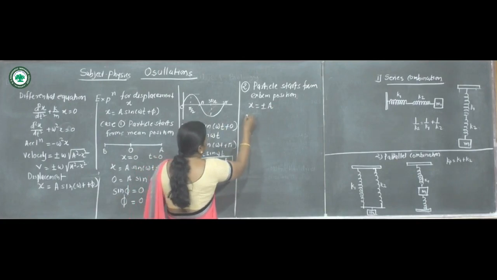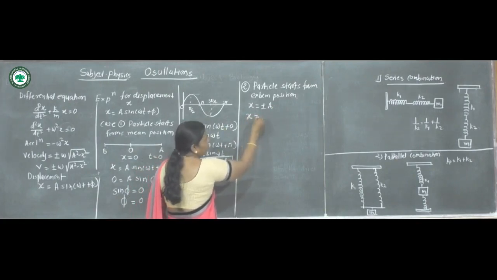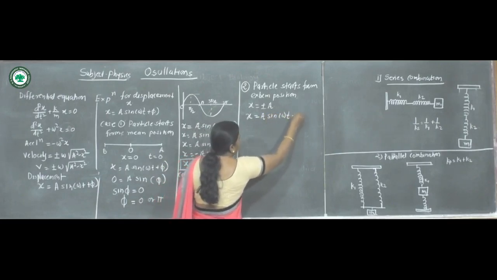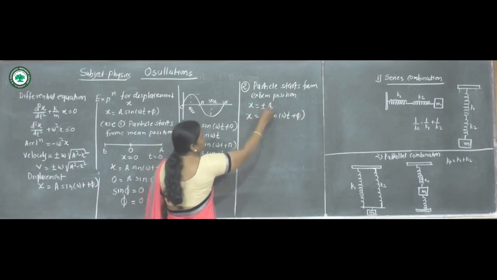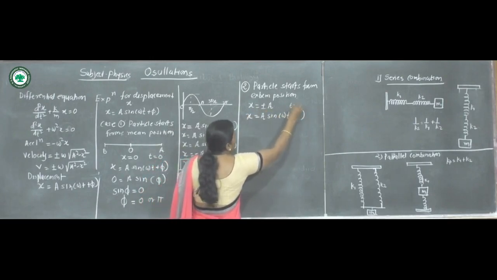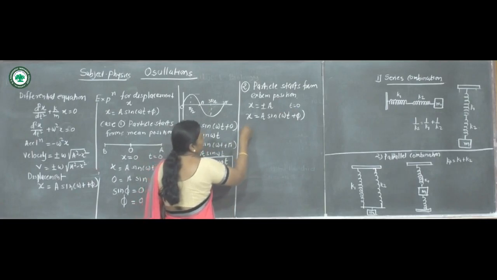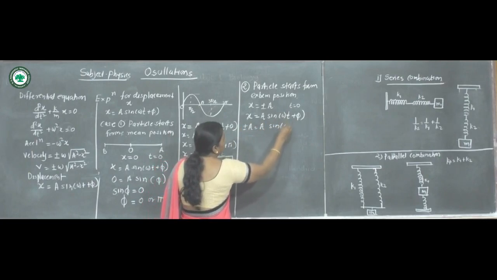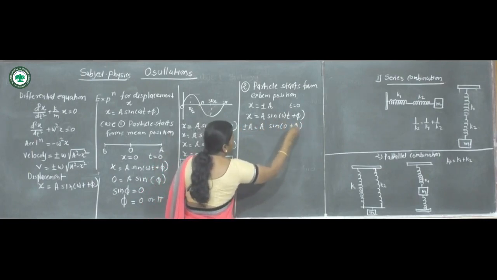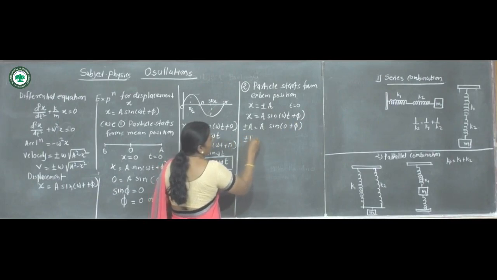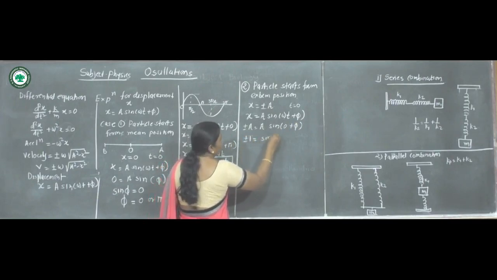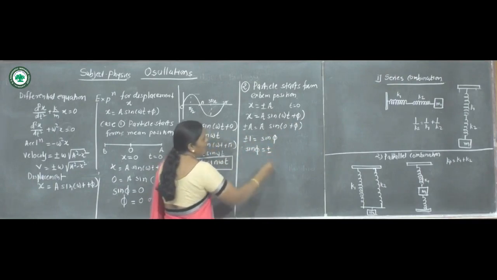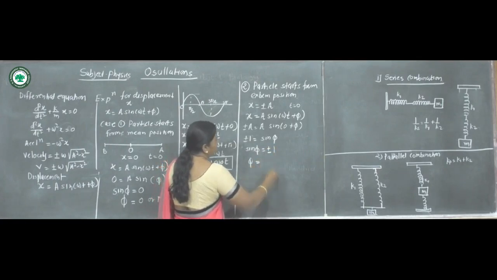Now see, suppose we consider the displacement given by x is equal to a sin omega t plus phi. Then we substitute x is equal to a here and t is equal to 0 here, we get plus or minus a is equal to a sin of omega t, which is 0 here, plus phi. Then it becomes plus or minus 1 equal to sin phi. That is sin phi is equal to plus or minus 1, where phi represents the angle.